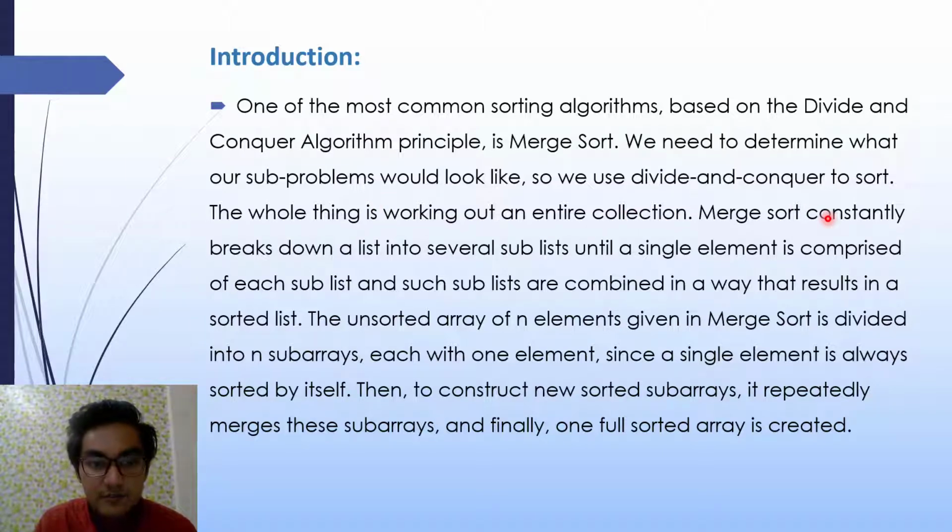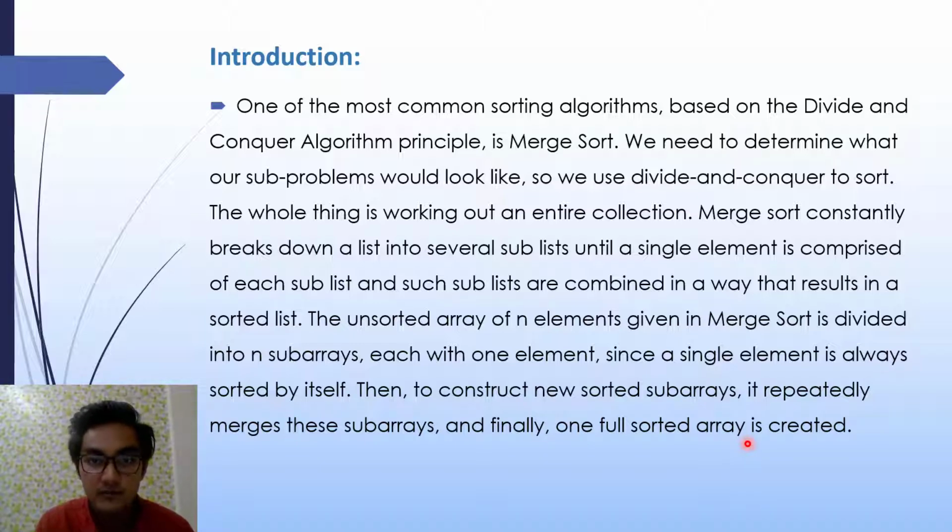Merge sort constantly breaks down a list into several sub-units. A single element comprises each sublist, and such sublists are combined in a way that results in a sorted list. The unsorted array of n elements given in merge sort is divided into n subarrays, each with one element, since a single element is always sorted by itself. Then to construct new sorted subarrays, it repeatedly merges these subarrays, and finally one full sorted array is created.